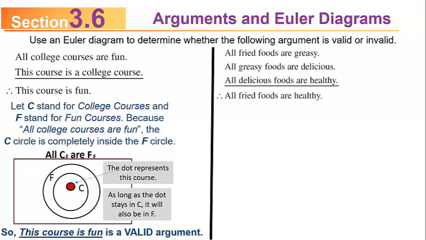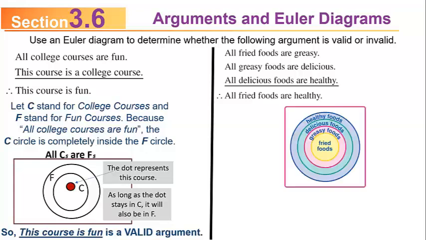So let's get started. If you draw the Euler diagram for this, it says all fried foods are greasy, so the fried food circle is completely inside the greasy food circle. All greasy foods are delicious, so the greasy food circle is completely inside the delicious food circle. And finally, all delicious foods are healthy, so the delicious food circle is completely inside the healthy food circle. The conclusion of this argument is, therefore, all fried foods are healthy.